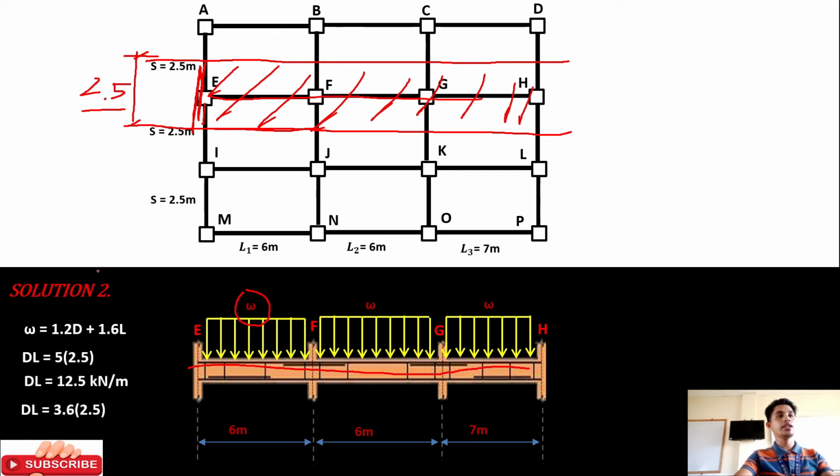So, live load, ganun din. 3.6 by 2.5 will be 9 kN per meter. Then, apply natin yung load combination. Factored load is 1.2 times dead load plus 1.6 live load. Ang total factored load natin is 29.4 kN per meter.